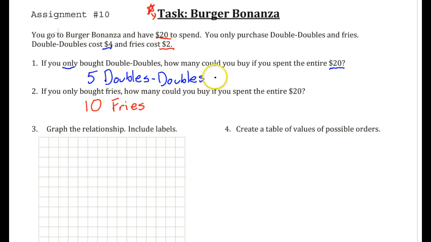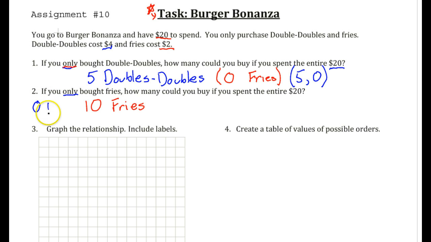One thing we're not putting on here is that if we get 5 double doubles, it's assumed since we only bought double doubles, there are 0 fries, right? So this is like the coordinate, 5 double doubles, 0 fries. And this is how we make the link between this and the graph. There's two things. I have two axes. I have double doubles, fries. I have a vertical, horizontal. Same thing over here. It's assumed since I only bought fries, that means I did not buy any double doubles.